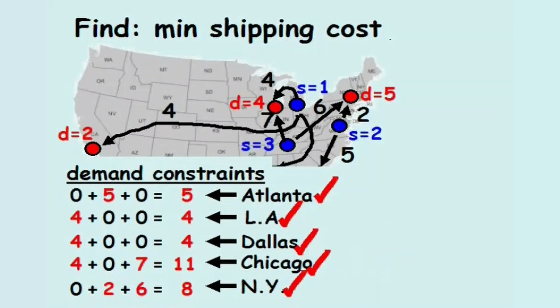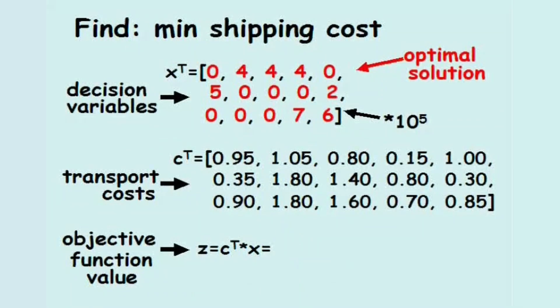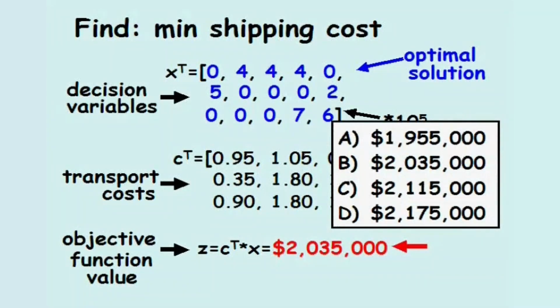The total cost associated with this optimal shipping schedule equals $2.035 million. Looking back at the possible solutions, the answer is B.